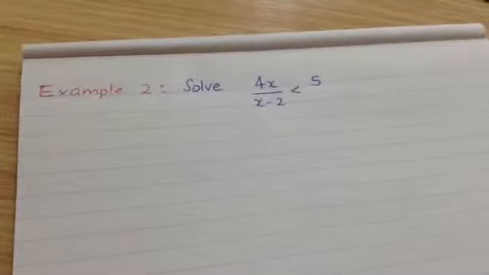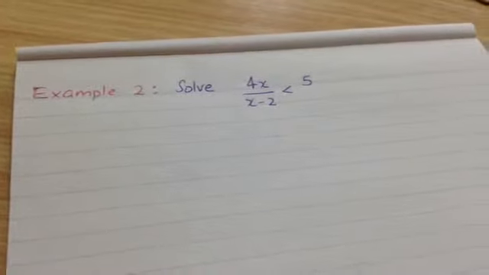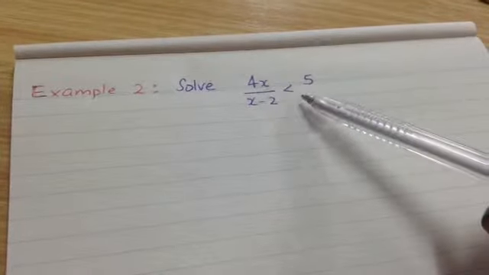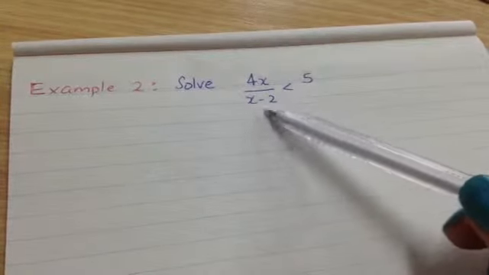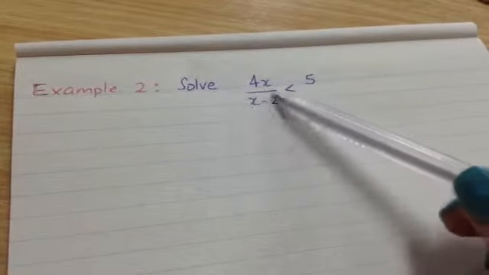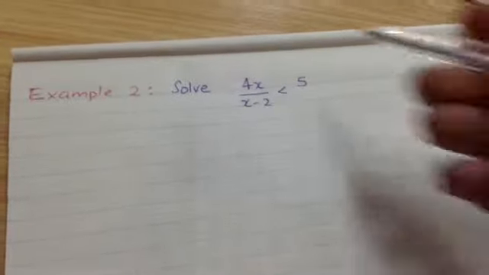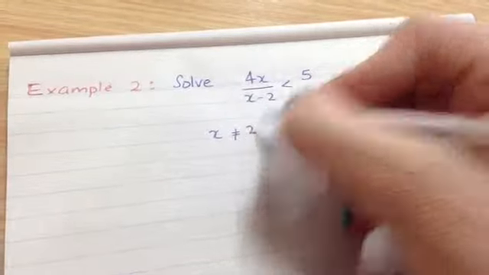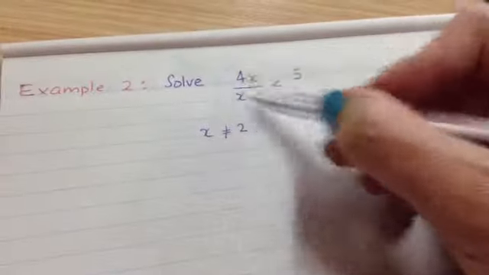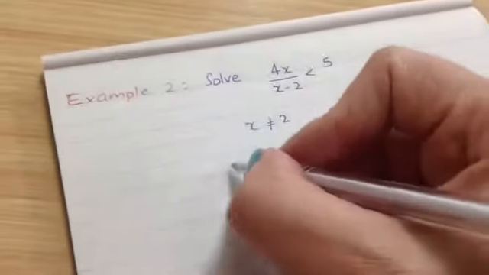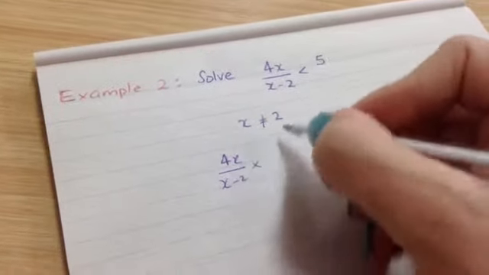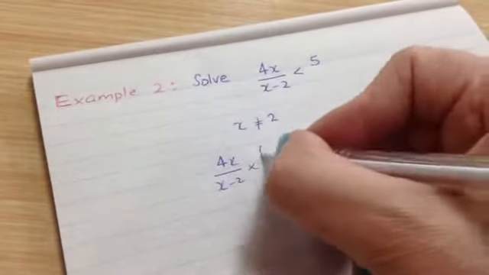Here is another example where we have a pronumeral in the denominator of an inequation. The first thing we have to do is look for a value of x which will make that denominator go to 0, and we need to write down what x cannot equal, which is 2, because if x is equal to 2 it will go to 0 and that becomes undefined. The next thing we have to do is multiply both sides of our inequation by the denominator squared.